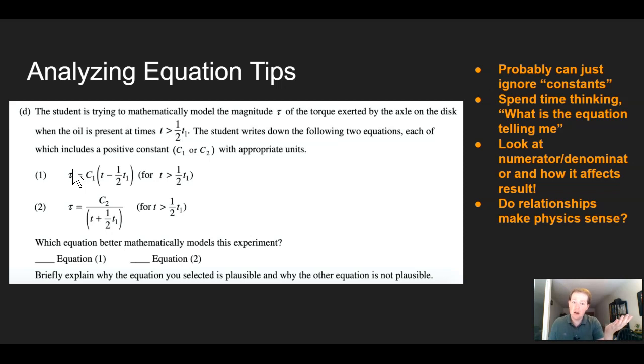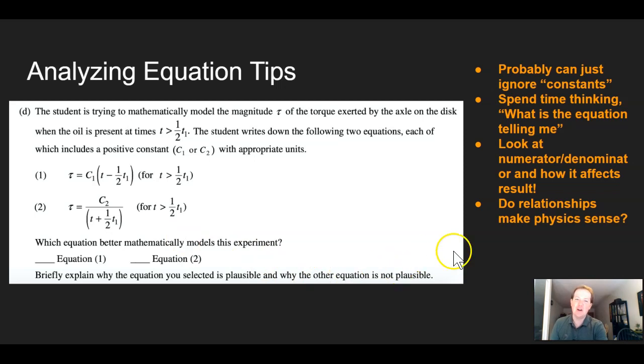And then the physics of it is, does that match the scenario? Whereas look at this equation. Here I have time in the denominator. So if I make the denominator big, that makes the result small. This equation is saying when time gets big, the torque gets small. Does that match the scenario? Okay, so a lot of these is, does an equation match a scenario?